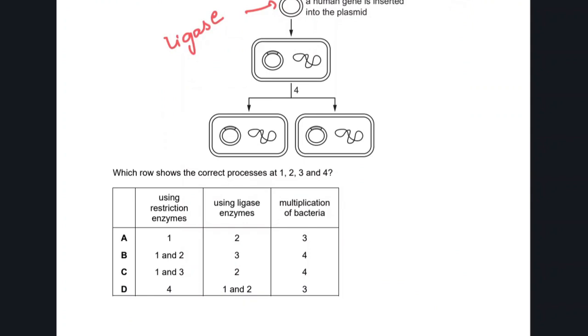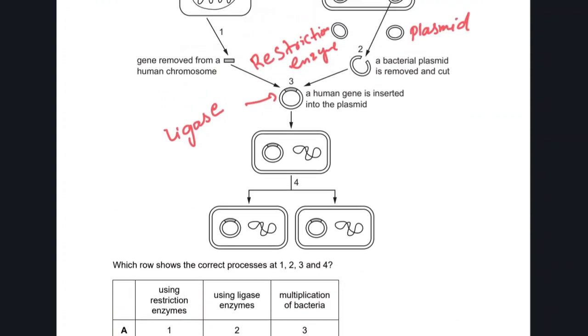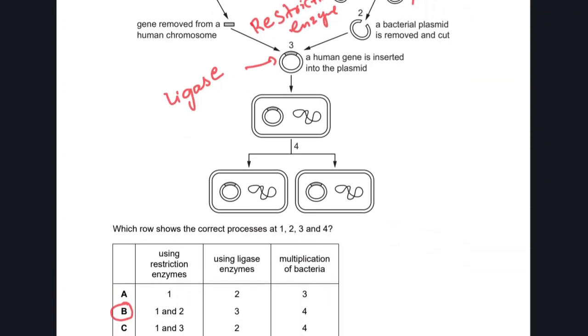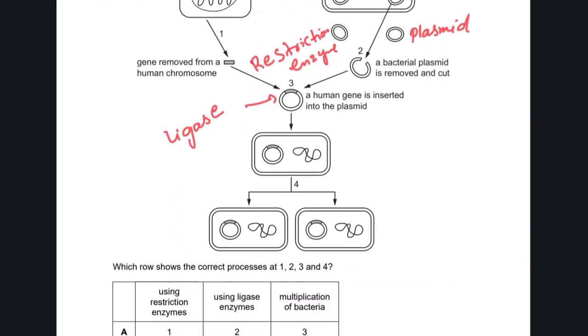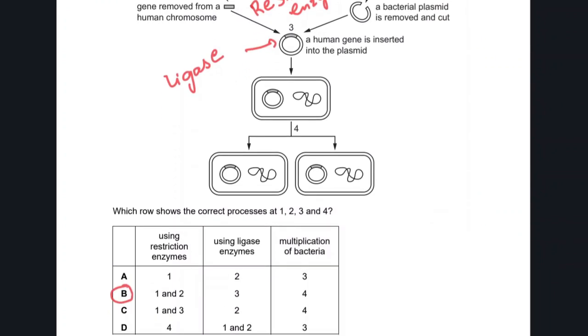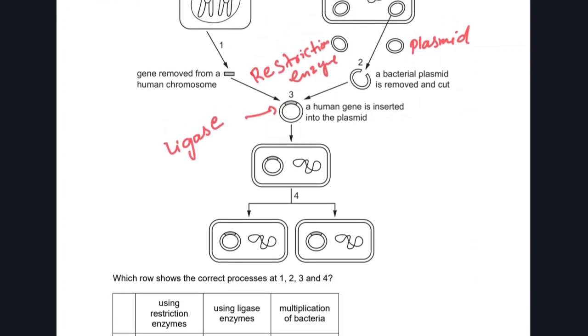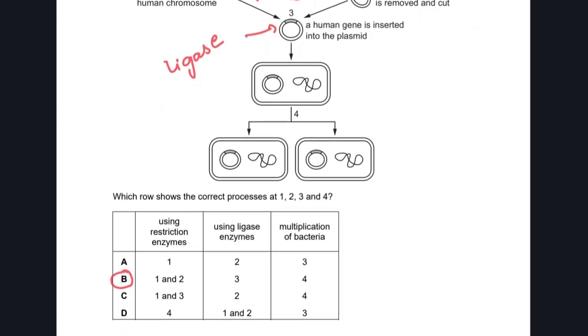Points 1 and 2 are where we use the restriction enzyme. Ligase is used at point 3, which is used for joining, and then multiplication of bacteria is done at point 4. So the whole paper is done.